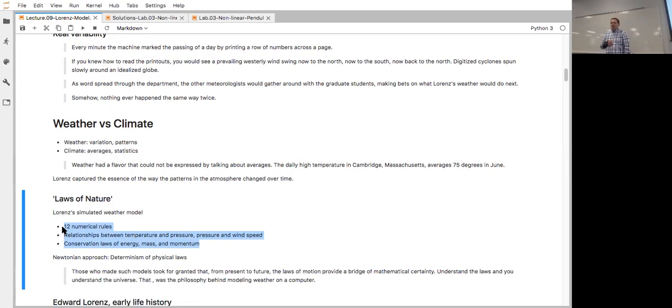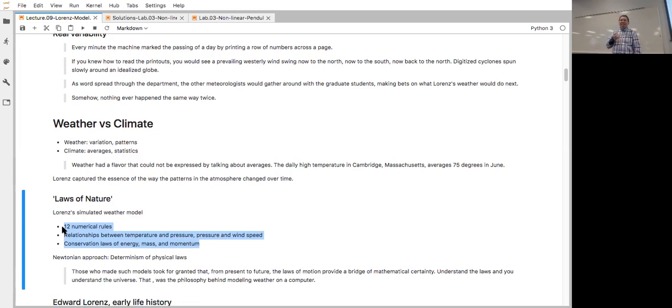Those who made such models took for granted that, from present to future, the laws of motion provide a bright mathematical certainty. Understand the laws, and you understand the nature, the universe. That is, or that was, the philosophy behind modeling weather on a computer.